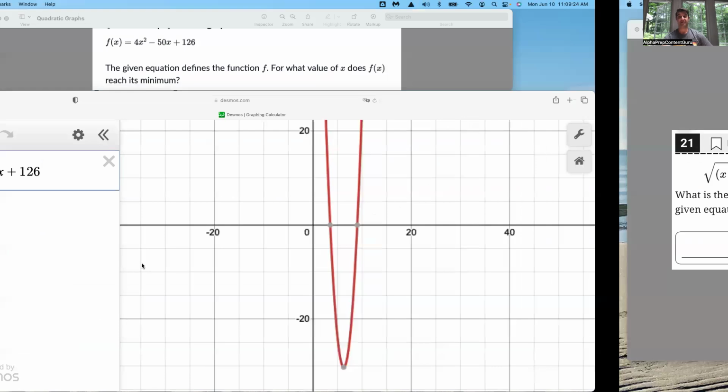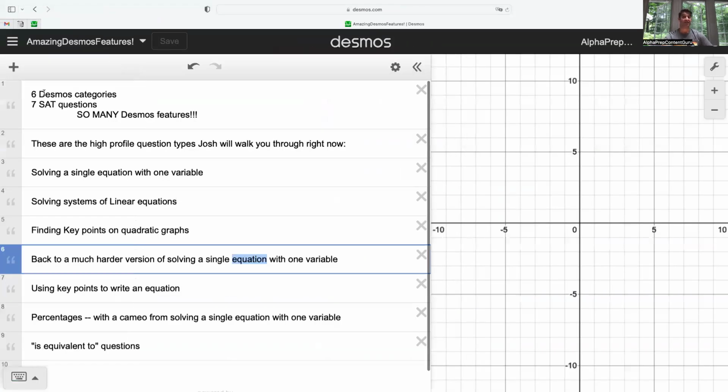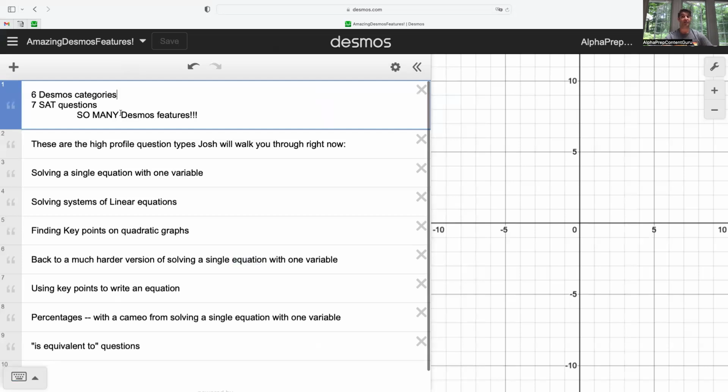Lots of different features used just to go after 7 questions in 6 different Desmos categories to show you a remarkable amount of Desmos features that you need and want as you begin your journey toward absolutely crushing all SAT math. Let's go. We've got a lot to learn. One Desmos category at a time. Let's go.